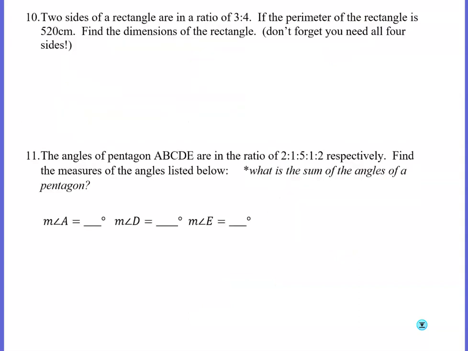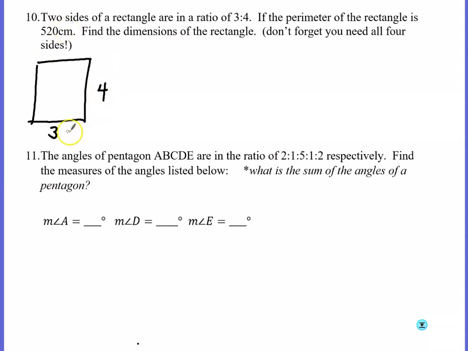And the next guy, we've got 2 sides of a rectangle are in a ratio of 3 to 4. If the perimeter is 520 centimeters, find the dimensions of the rectangle. Don't forget you need all 4 sides. Again, I would draw a picture. So in my picture, this side is 3 maybe, and that side's 4. And we know the perimeter should add up to 520.